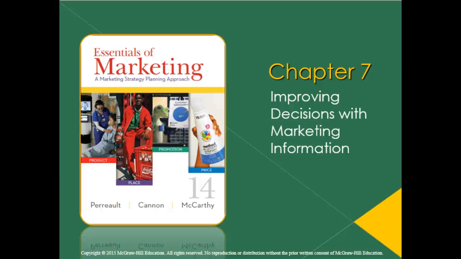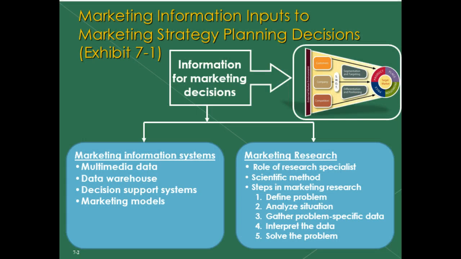Alright, this is video number 1 for Chapter 7. We're talking about marketing information. Now, the two major elements that deal with marketing information are shown on this slide. The first one is Marketing Information Systems, or commonly referred to as MIS, and the second is Marketing Research.